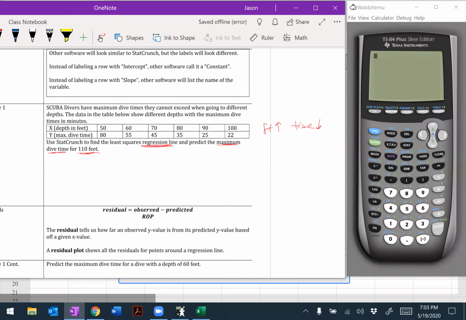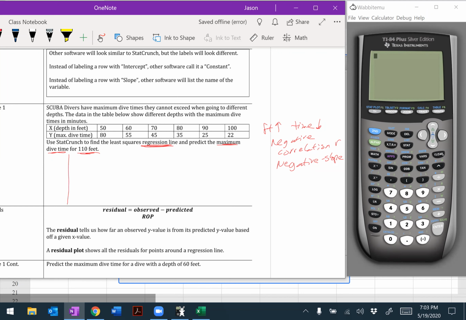So this should have a negative correlation, the correlation coefficient R, and it should also have a negative slope. Okay, we do everything correctly.